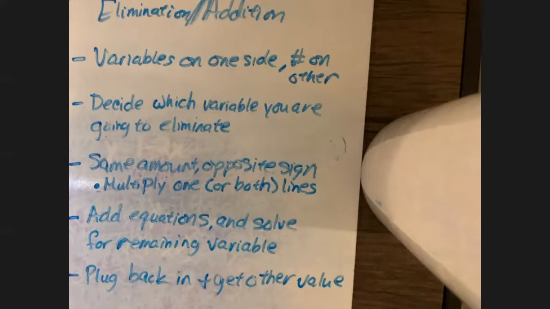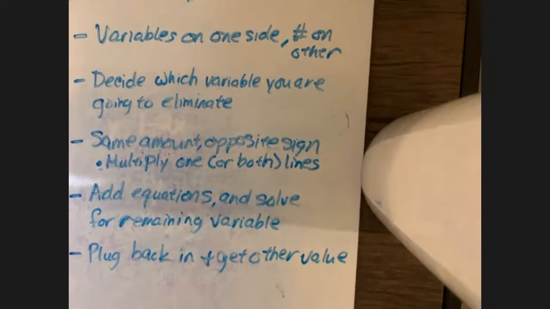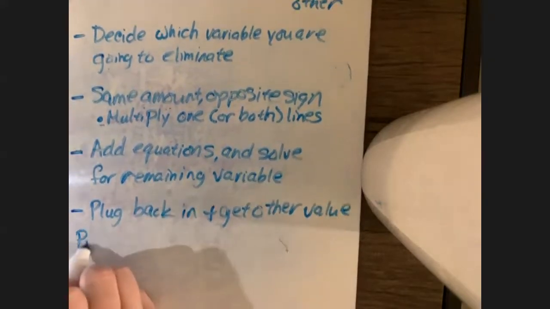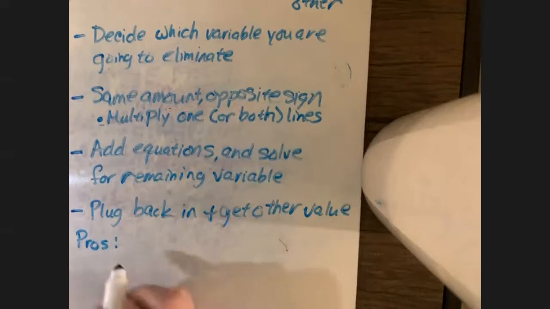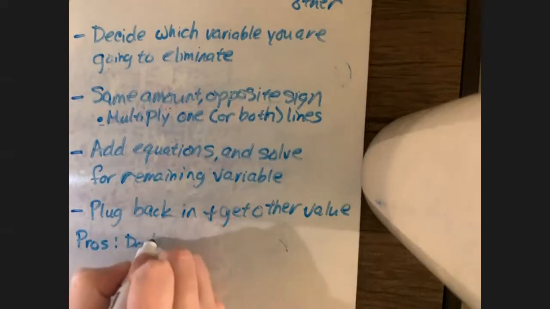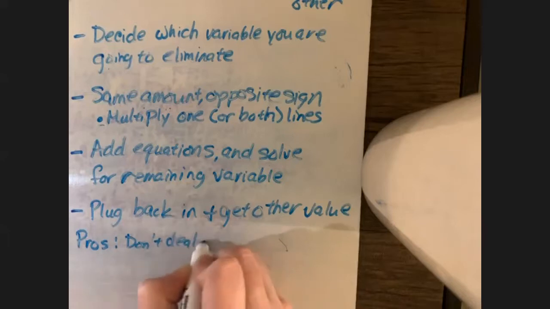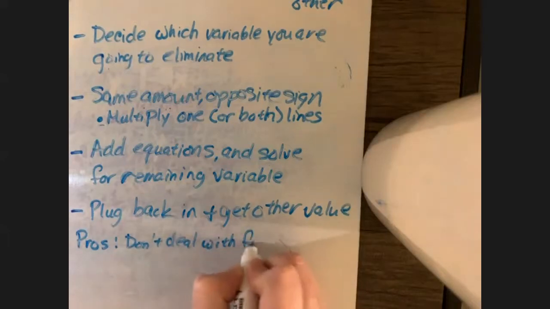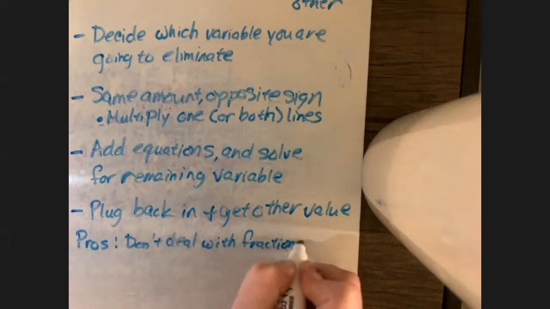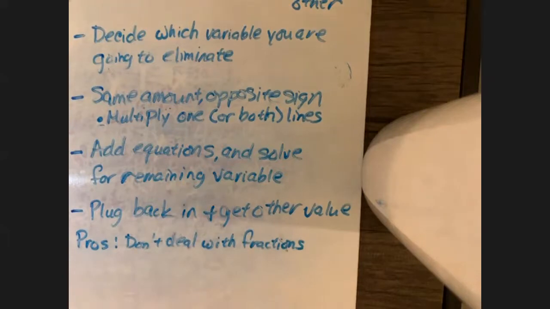Now we're going to talk about pros and cons for this. Pros for this is you're not going to deal with fractions. The only time you might have a fraction is if a fraction was an answer. I can keep everything in whole numbers as far as the coefficients in front of stuff, and I don't have to have the fractiony things.